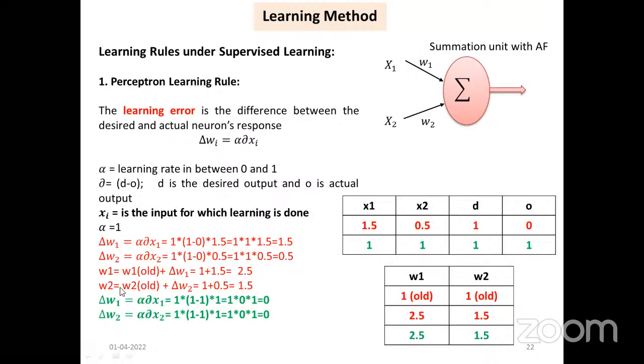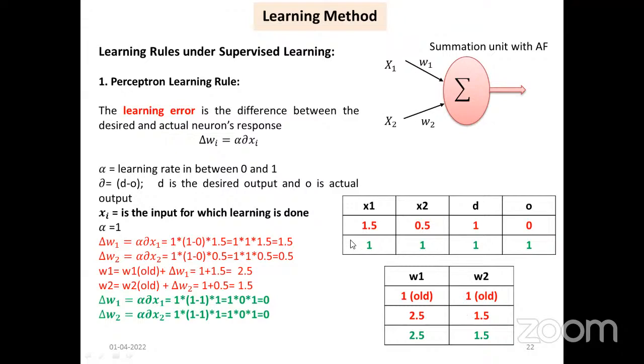Similarly for W2, the old weight, how much? That's what we have taken earlier. That's 1. Therefore we have 1 here. And the change of the weight, how much? That is 0.5. So we added here 0.5. So now the new weight of W2 becomes 1.5. Therefore we have changed the weights here. So the new weight of W1 becomes 2.5 after applying the first pattern. Similarly, the new weight of W2 after applying the first pattern becomes 1.5. So these are the new weights.